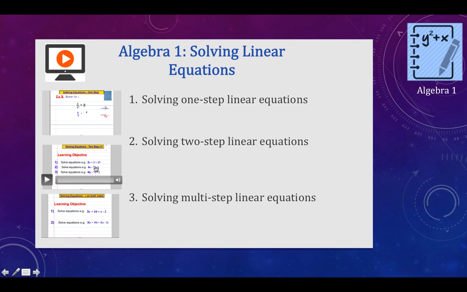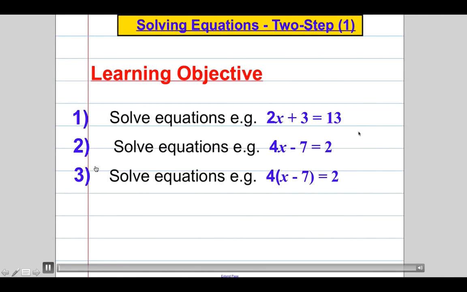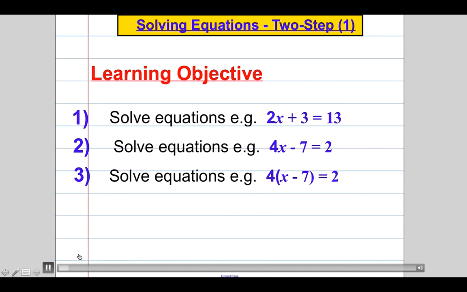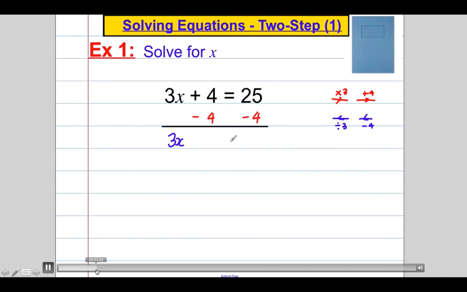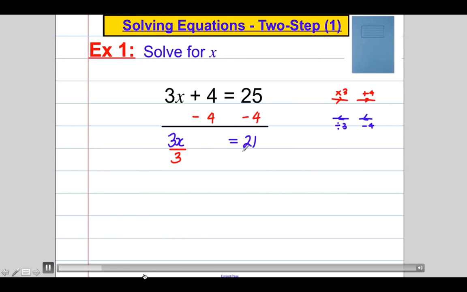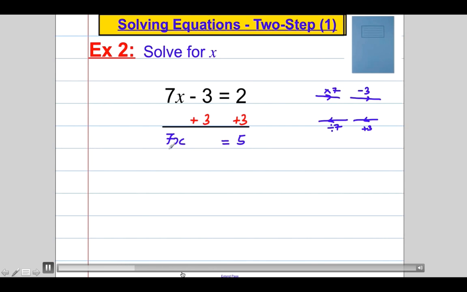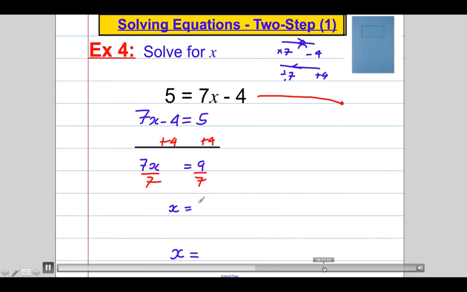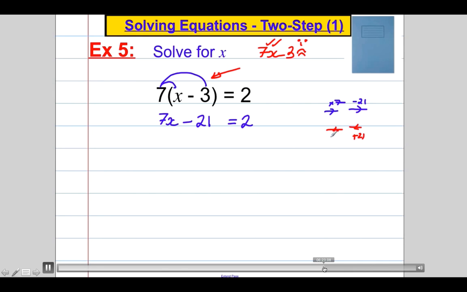I'll just scroll through the video. We want to talk about solving the following three types of equations: something like 2x + 3 = 13, 4x - 7 = 2, and 4(x - 7) = 2. Okay, so let's start. Now what we're going to do is divide both sides by 3. So divide both sides by 3 as follows. Both sides by 7. X is equal to 7.